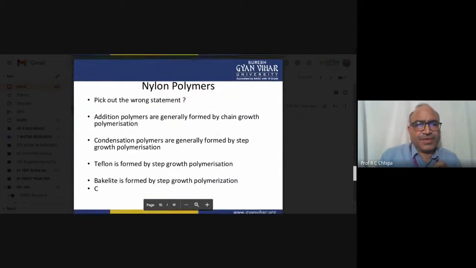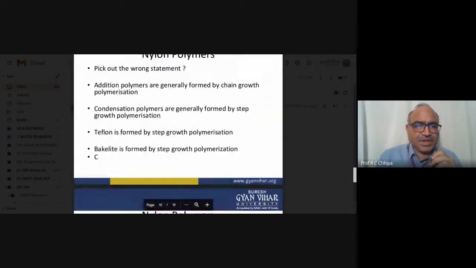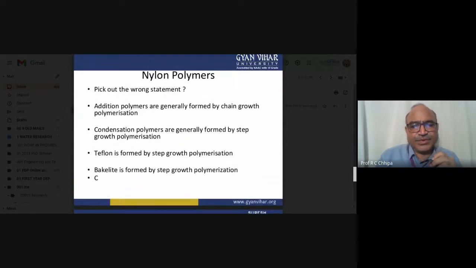Now, this is also a question where you can pick out the wrong statement. Addition polymers are generally formed by chain growth polymerization. The condensation polymers are generally formed by step growth polymerization. Teflon is formed by step growth polymerization. Bakelite is formed by step growth. So the wrong answer is Teflon.